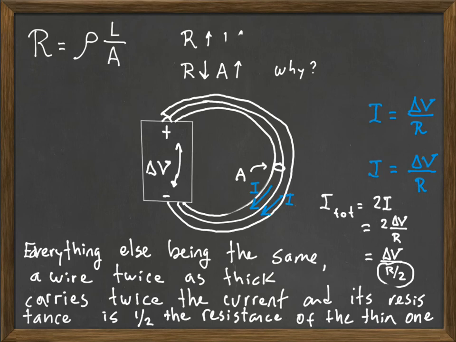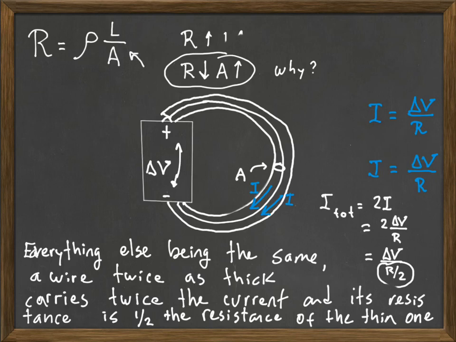So what we see here then is that everything else being the same, a wire twice as thick carries twice the current, and its resistance is therefore half the resistance of the thin one. So that is related to this equation. As we make the area bigger, the resistance of the wire should decrease.